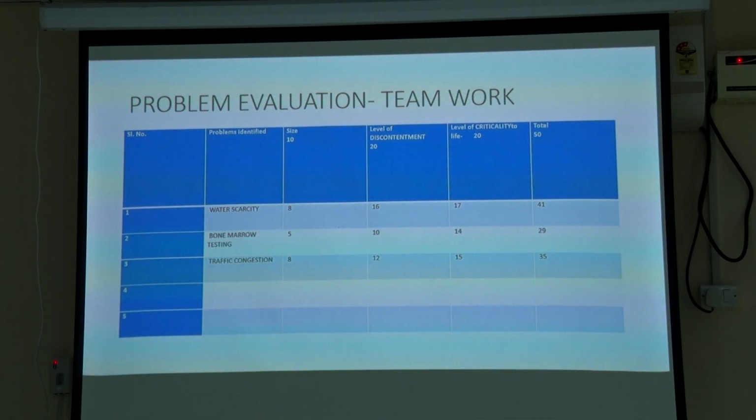Now if you see, I have taken 3 members, and the 3 scores are 41, 29 and 35. Now these final scores have to be averaged between the 5 of them. So every team member will prepare this evaluation table, and all the scores will then be averaged. So the scores of member 1, member 2, member 3, member 4, member 5 on problem 1, water scarcity, will be averaged. Similarly, all the 5 scores for bone marrow testing will be averaged, and all the 5 scores for traffic congestion will be averaged. Similarly, all the 5 problems will be averaged, and out of the averages, the highest score will be chosen as the team problem. This is worksheet 1.